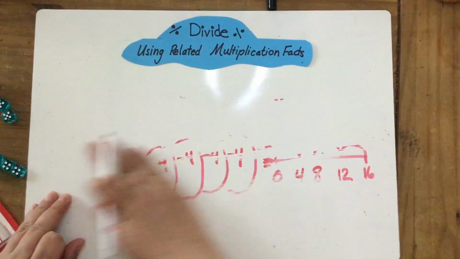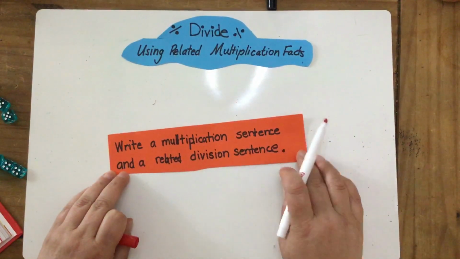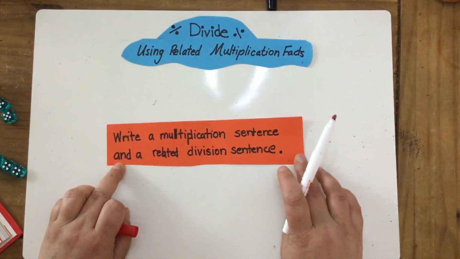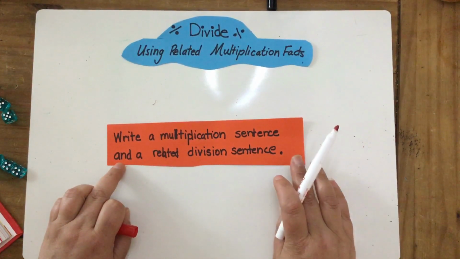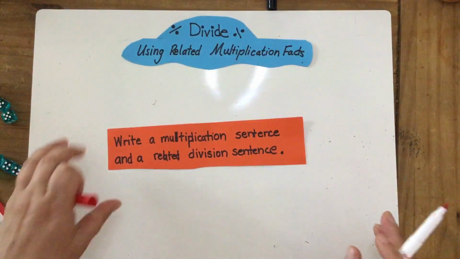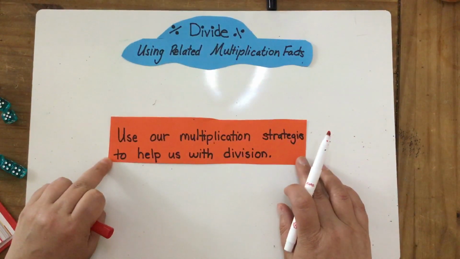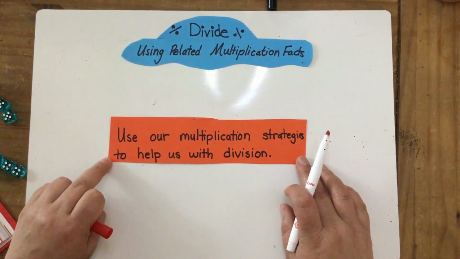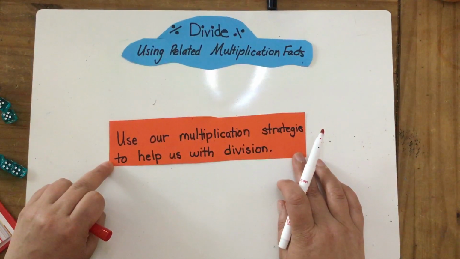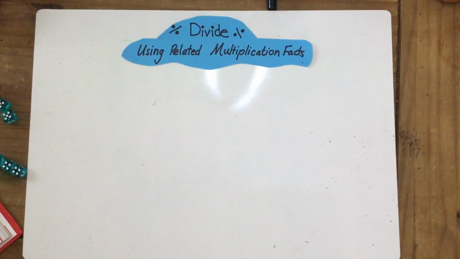Today, we're going to be using multiplication sentences and related division sentences. Don't worry, you'll understand at the end of the video. But we're also going to use all those oldie but goodies. All those oldie but goodie multiplication strategies will come in handy when we are dividing. So let's talk about what that looks like.